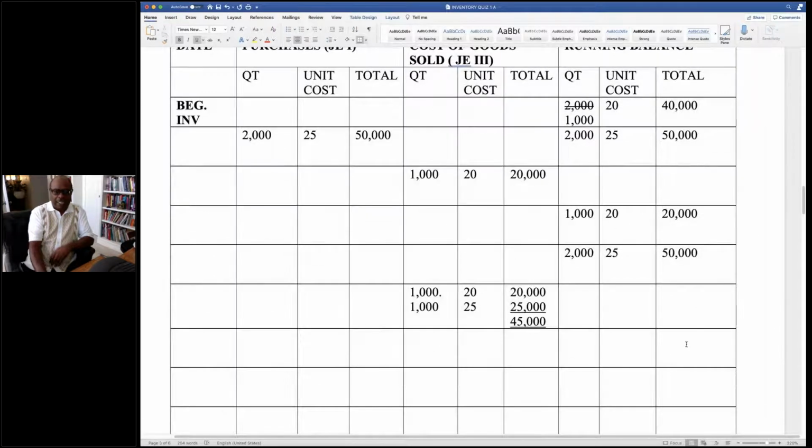Okay, so once we do this, all of these are gone, right? So now all of these are gone, so we strike them. And we only have how many of these left? 1,000. It's 1,000 left.